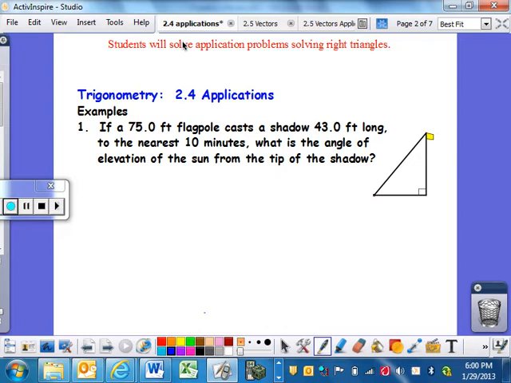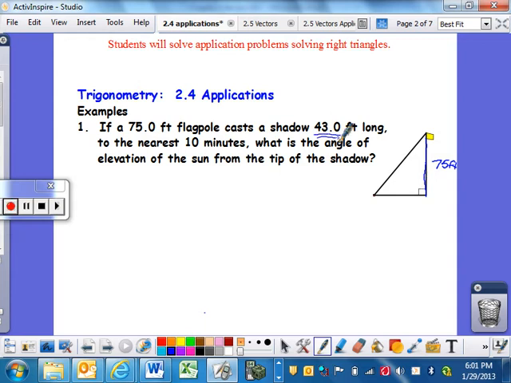As you read through these word problems, I think I have 4 or 5 of them here in these notes. We have a flagpole that's 75 feet tall. I have this set up here as your flagpole with a nice little flag on top. And it casts a shadow of 43 feet long. So I have a 75-foot tall flagpole. You have to take this literally here. And it casts a shadow of 43 feet.